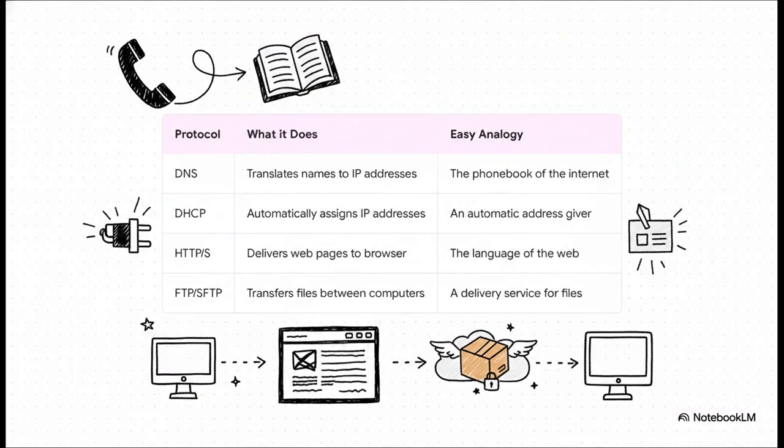And it's not just TCP and UDP. There's a whole team of protocols working together. You've got DNS, which is like the internet's phone book. It turns website names into numbers. Then there's DHCP, which is like an automatic address giver for your computer when it joins a network. HTTP and HTTPS are the languages used to bring websites to your browser. And of course, FTP and SFTP are like a special delivery service just for moving files. Each one has a very specific job.